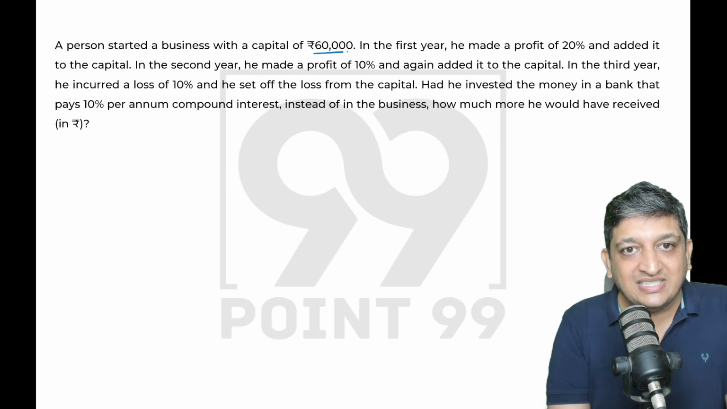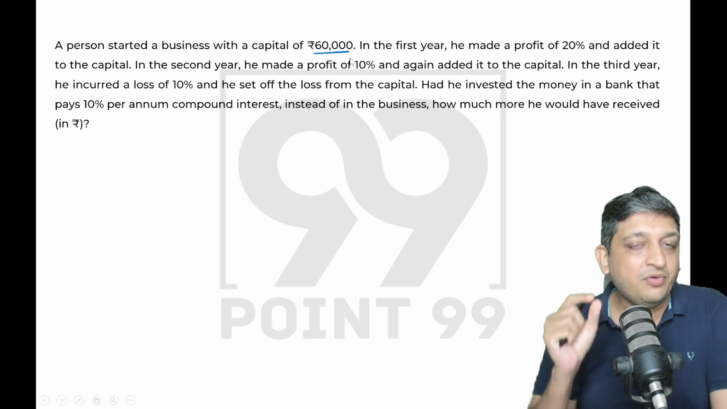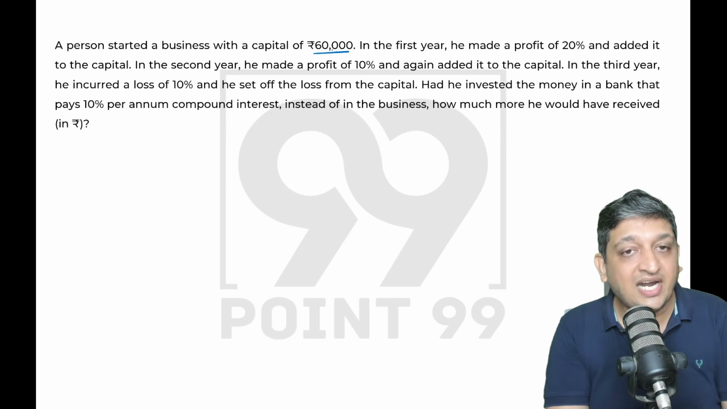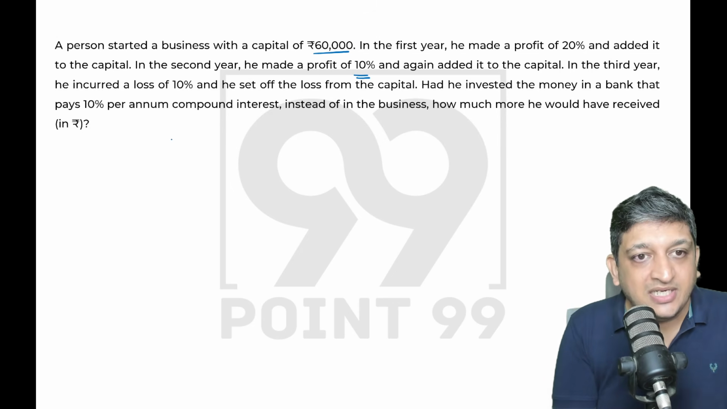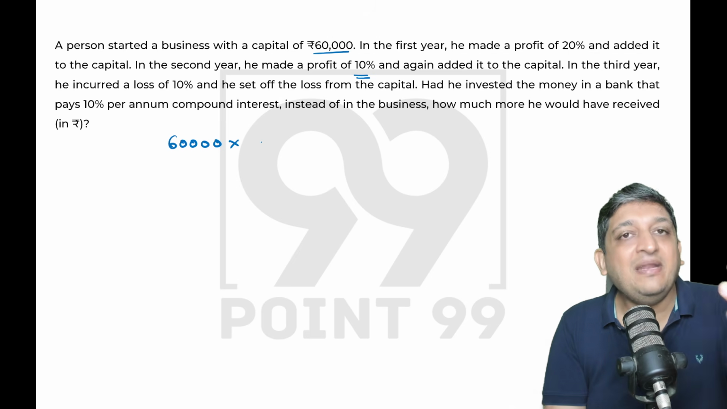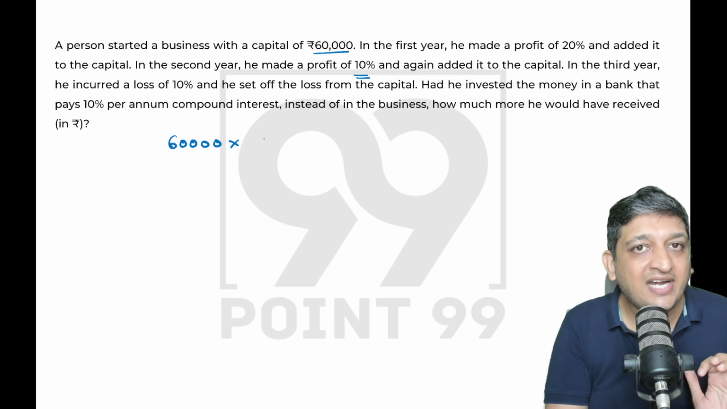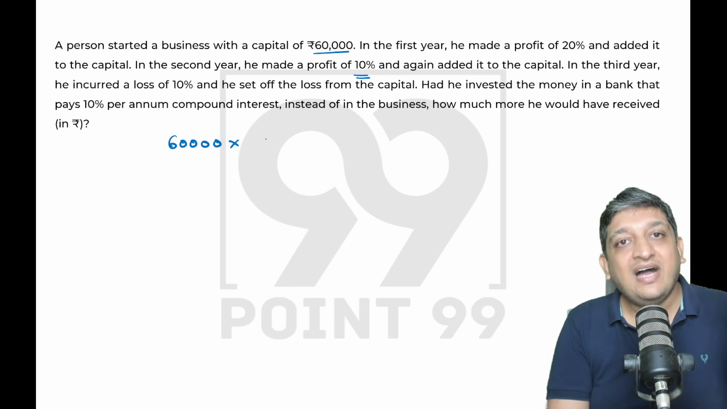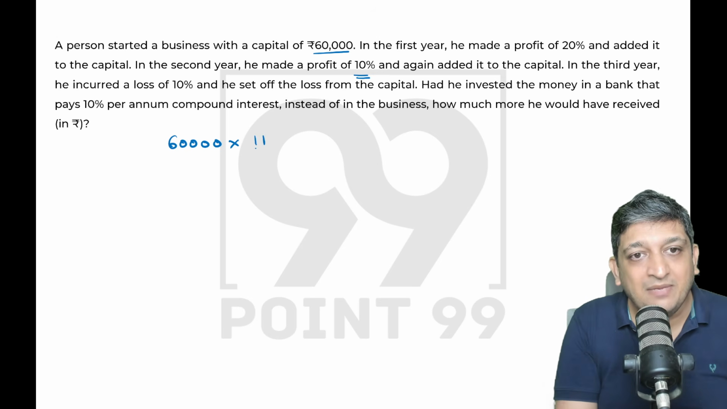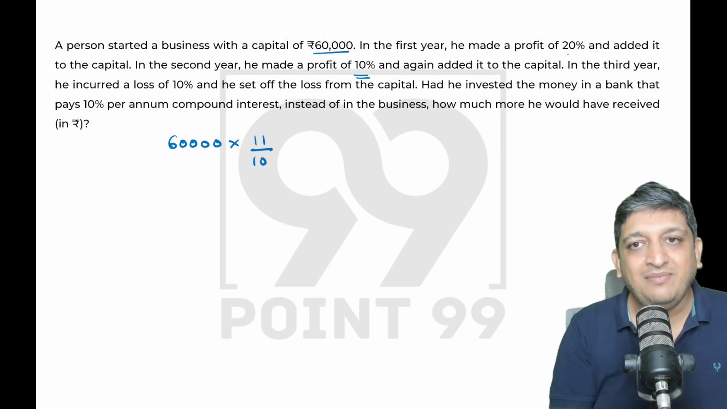Now, if you look at this and you start calculating every year, you are going to be in some amount of trouble. So we are going to look at successive percentage change here. So 60,000 was what he started with. He made a profit of 10%. So what happened to the amount of money that he had? It increased by 10%. And the new capital that he had is 110% of what he had earlier. 110% is 110 by 100, or you can say it became 11 by 10 times of what it was earlier. I missed the first part, but it's okay.